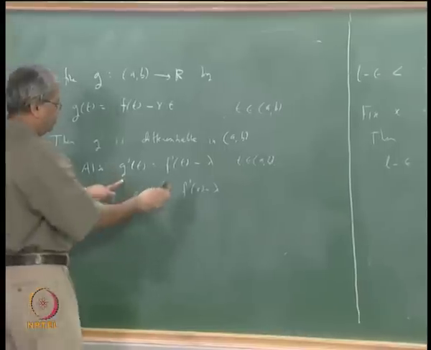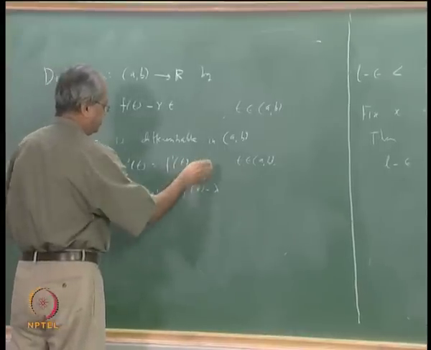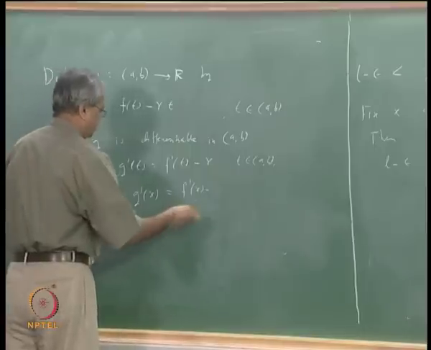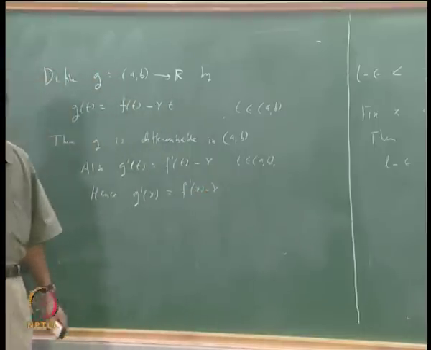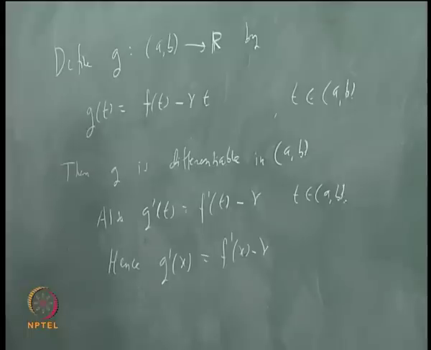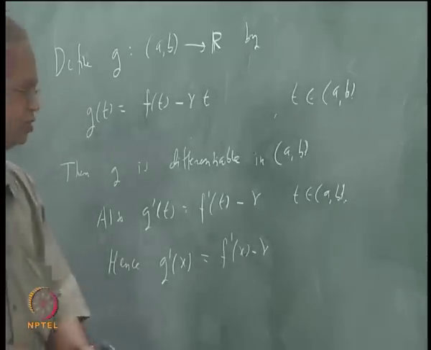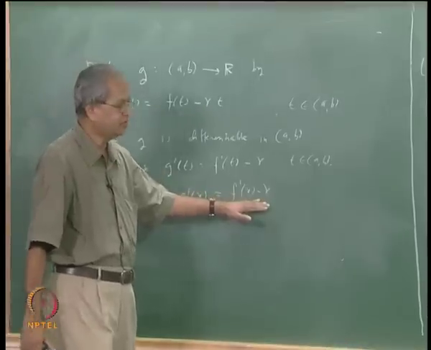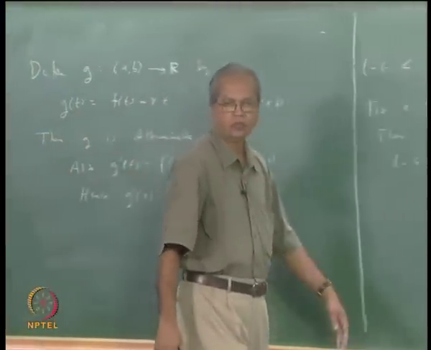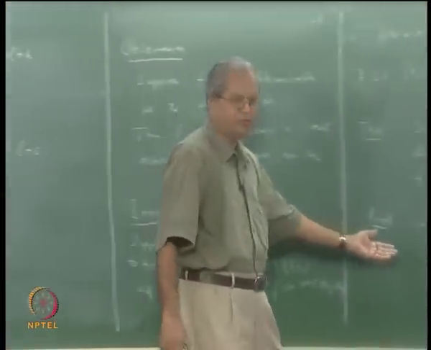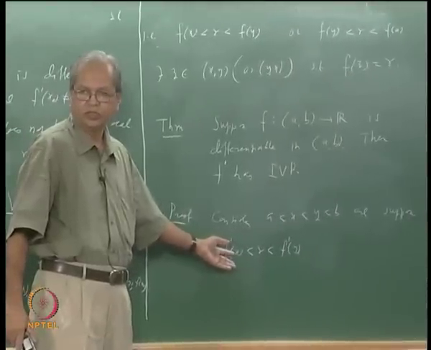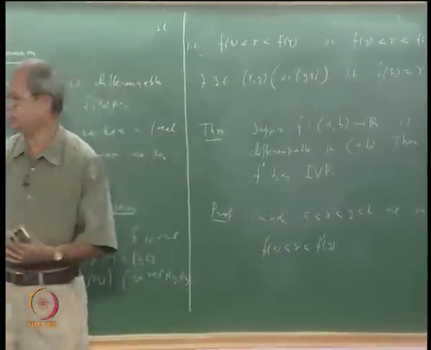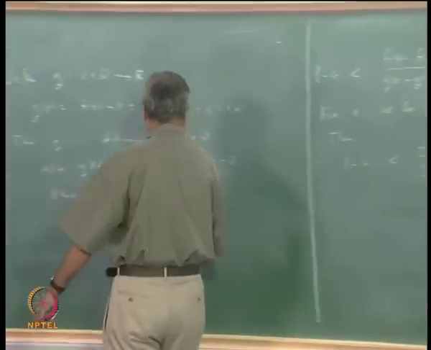So G prime of t is f prime t minus gamma, and this is also G prime x is f prime x minus gamma. All right, let us come back to the question. G prime x is f prime x minus gamma. So what do we know about this? F prime x is less than gamma. So f prime x minus gamma must be less than 0. So g prime x is less than 0.